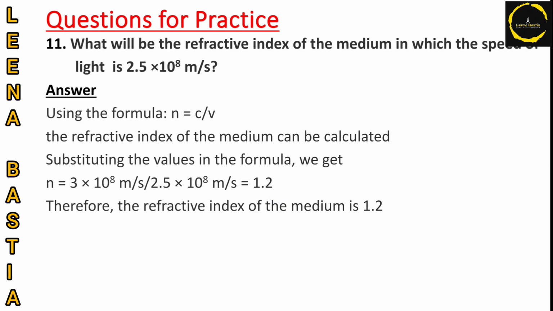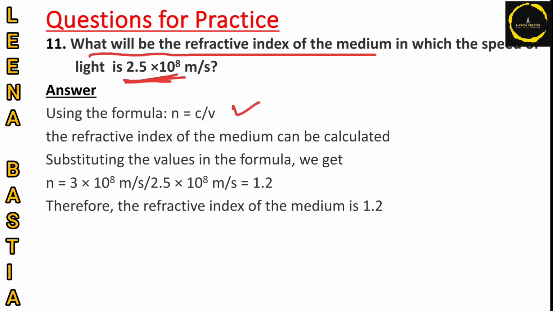Now the last question is: what is the refractive index of a medium in which the speed of light is 2.5 into 10 to the power 8 meter per second? Using the formula, first of all, whichever data has been given, speed of light. It is asking for the refractive index of the medium, and the speed of light in that medium is this much. So that means we have to compare this with air. Simple. If information about a single medium is given, that has to be found by comparing with air.